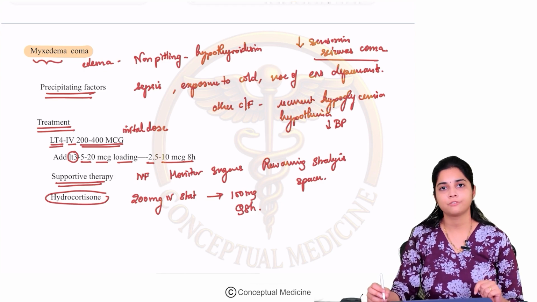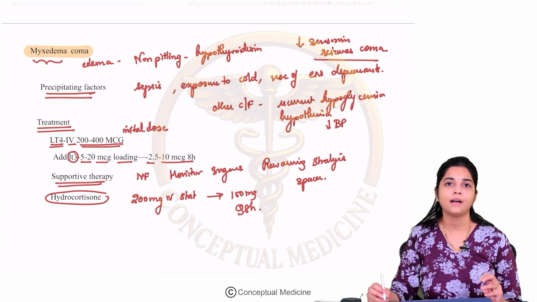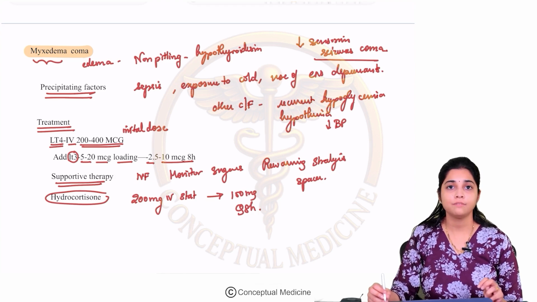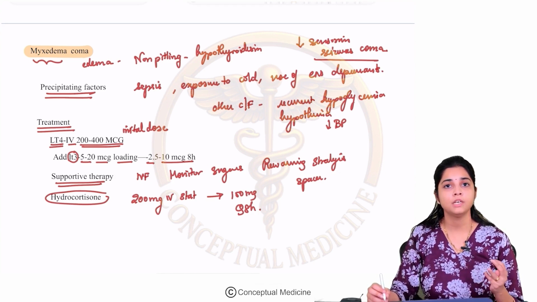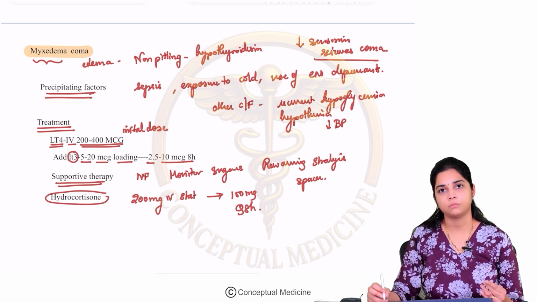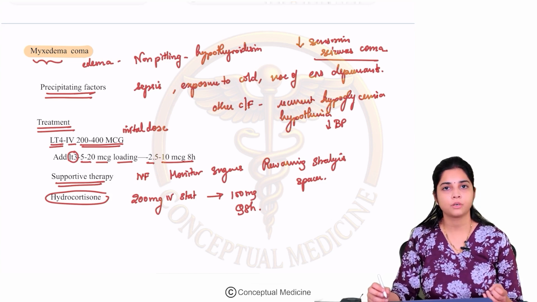With this, we have come to the end of our chapter on hypothyroidism. So what all have we learned? We have learned about the etiologies. We have understood congenital hypothyroidism. We have understood Hashimoto's thyroiditis. We have understood myxedema coma. In the next session, we will be talking about hyperthyroidism. Thank you.